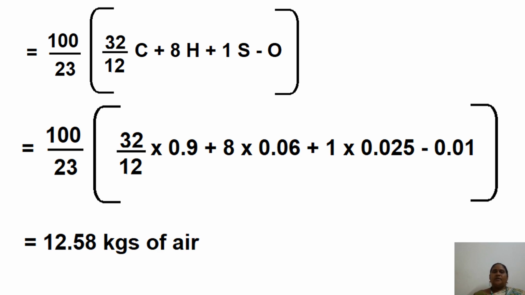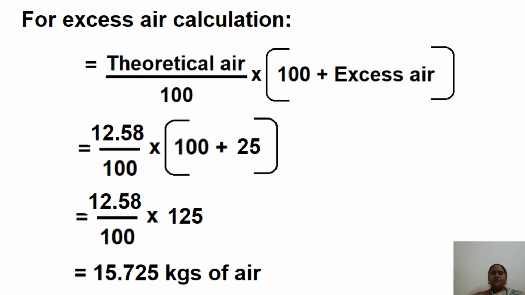So now we have to proceed with the excess air. For excess air calculation, the formula is theoretical air into 100 plus excess air divided by 100. The value for theoretical air is 12.58 and the excess air is 25%. Substitute the percentage as such for excess air. So 12.58 divided by 100 into 100 plus 25. So finally we arrive at the answer 15.725 kilograms of air.